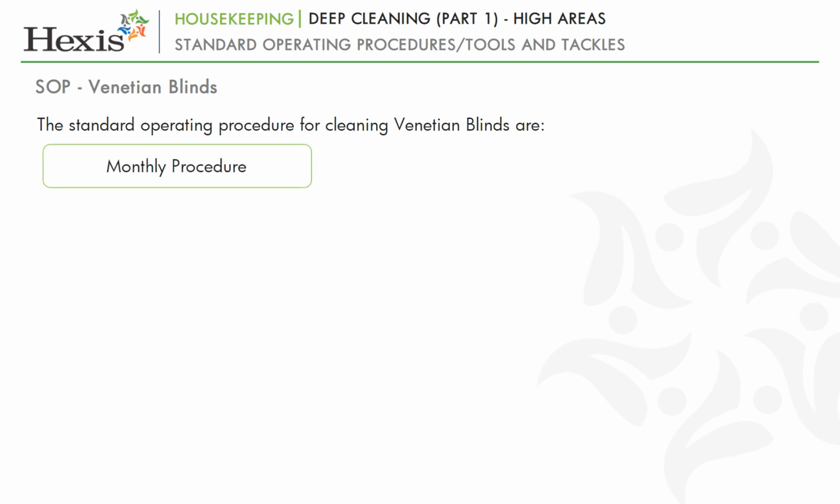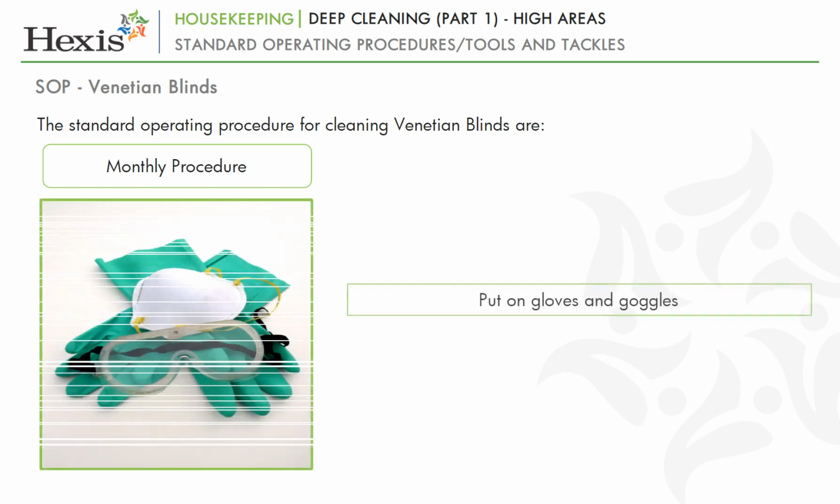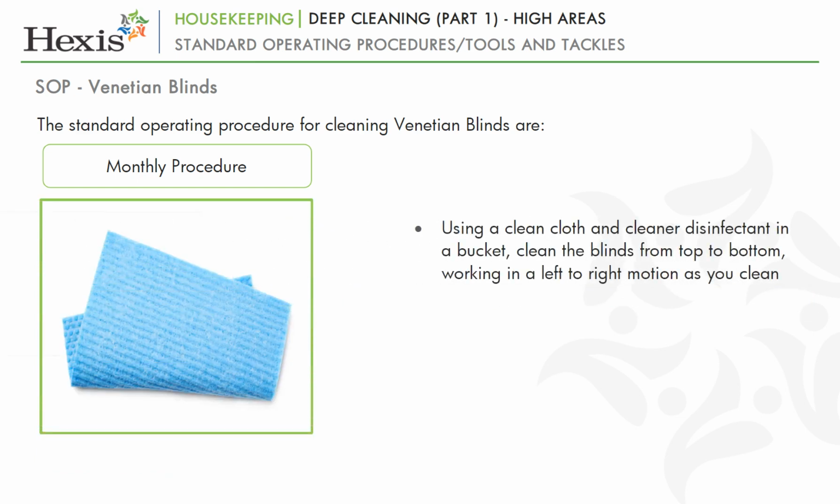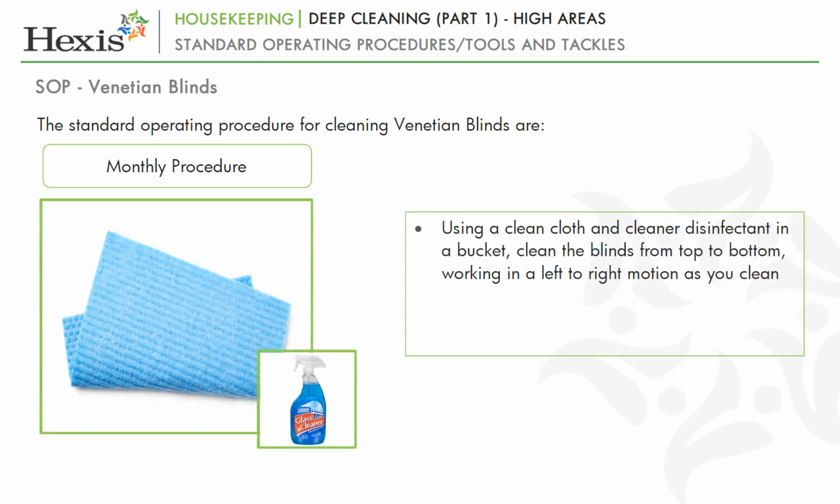The monthly procedure is vast and you need to do quite a lot. The standard operating procedure for cleaning Venetian blinds on a monthly basis is: put on gloves and goggles. Using a clean cloth and cleaner disinfectant in a bucket, clean the blinds from top to bottom, working in a left to right motion as you clean.